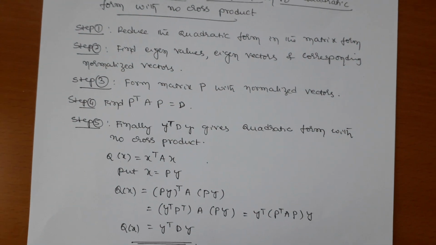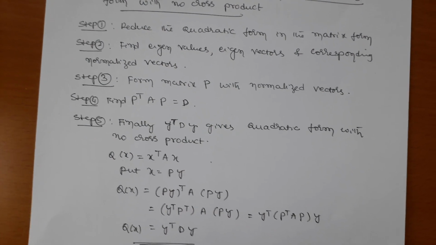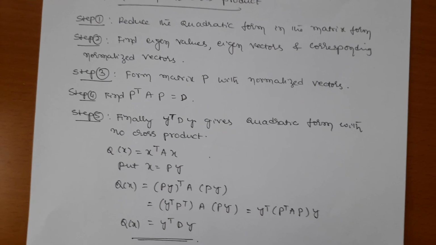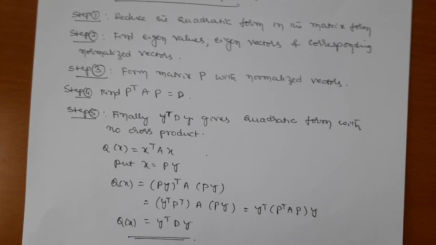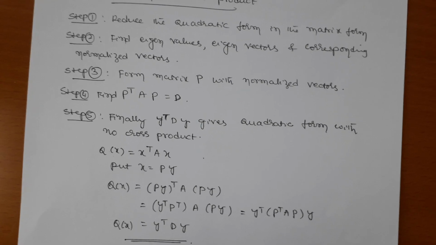This is the way to find a quadratic form. From the quadratic form, we are producing a new quadratic form. That new quadratic form doesn't have any cross product terms. Cross product terms are x1 into x2, x2 into x3, like that.